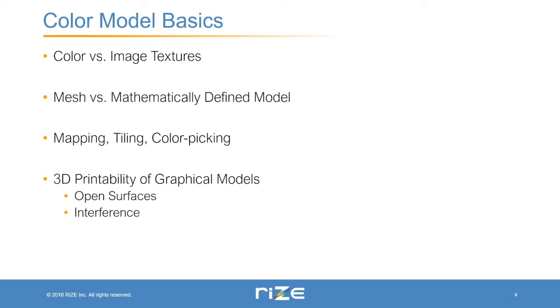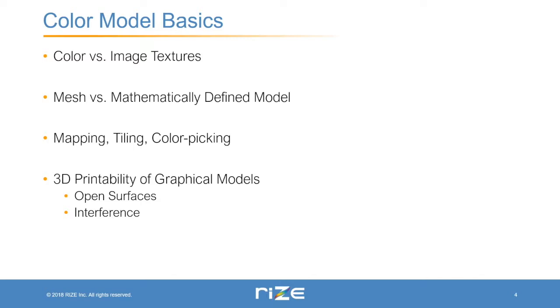So here are some of the basics that you need to understand before generating color files. First is the difference between color and image textures. So color would simply be when you apply a solid single color to a surface or the face of a part. An image texture would be when you have an image file that can be mapped onto the surface so that you see the whole variety of different colors in their proper positions.